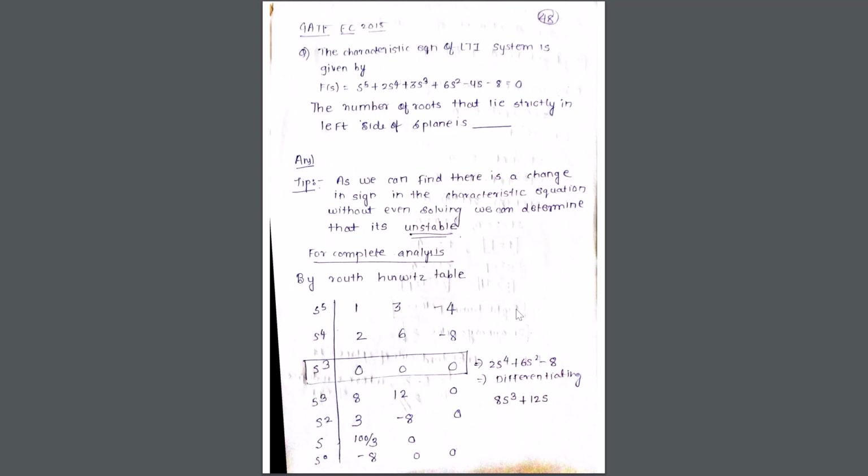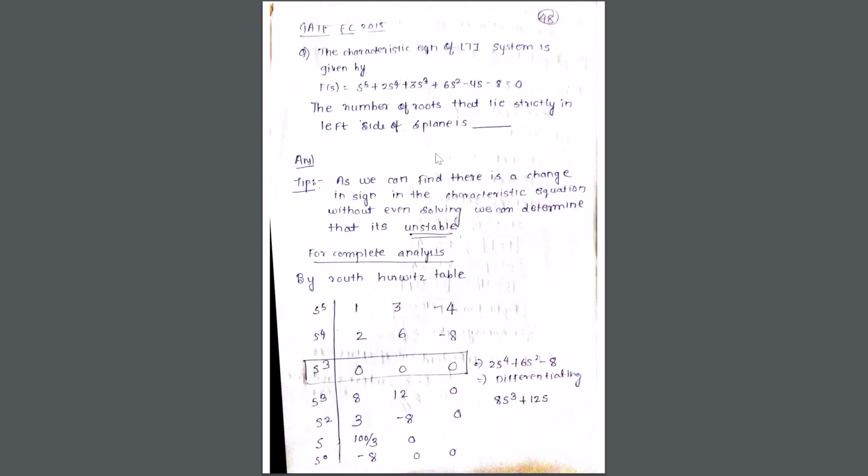So it says the characteristic equation of an LTI, that is a linear time invariant system, is given as s raised to 5 plus 2s raised to 4 plus 3s cube plus 6s square minus 4s minus 8 is equal to 0. Please note it down with me. Pause the video and we'll do it together so that you have a better understanding of it. It says the number of roots that lie strictly on the left side of the S-plane is.